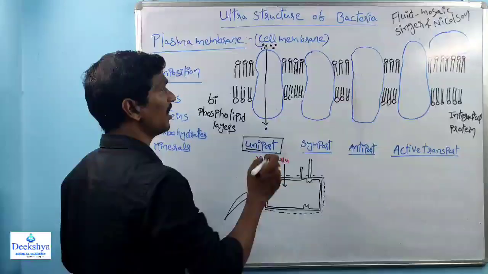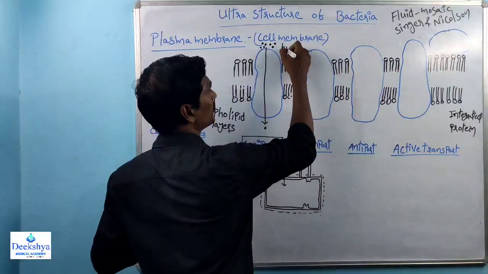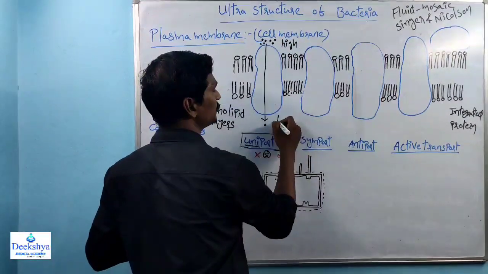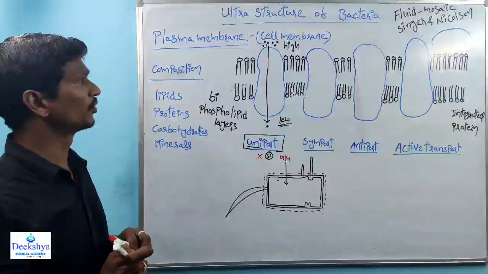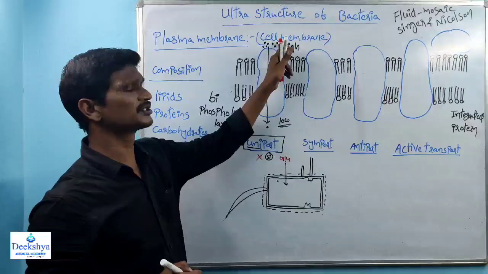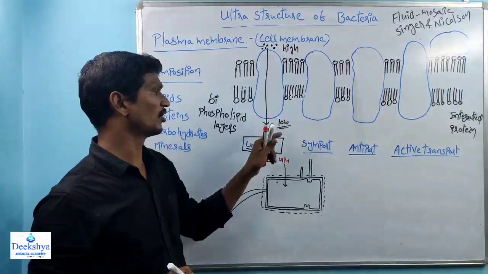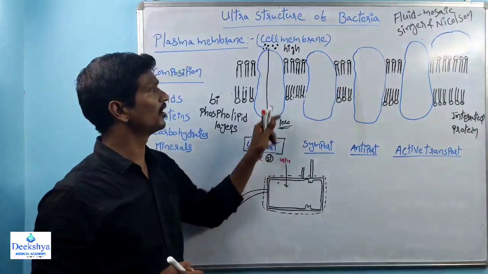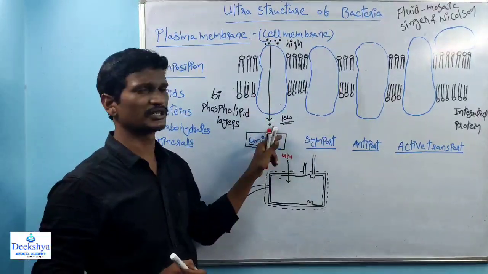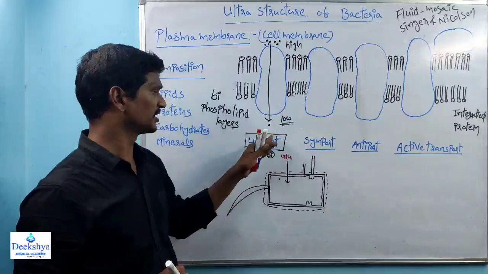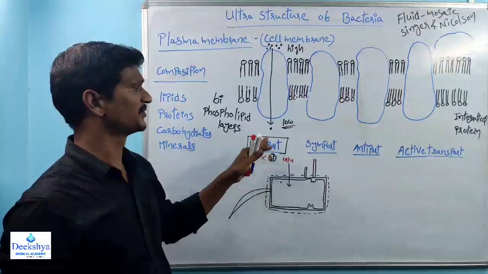Remember, here molecules are always transported from high concentration region to low concentration region. Here the molecule concentration is high, and here it is low. Molecules are transporting from the high concentration region to the low concentration region. So that is about the uniport mechanism.